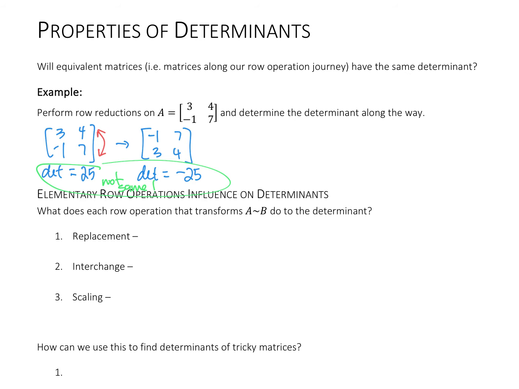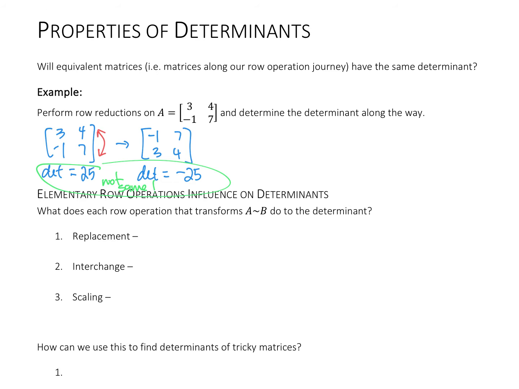And you probably guessed by now, based on what's next in the notes, that most of the time, our row operations do not keep our determinant consistent. But is there a pattern here?